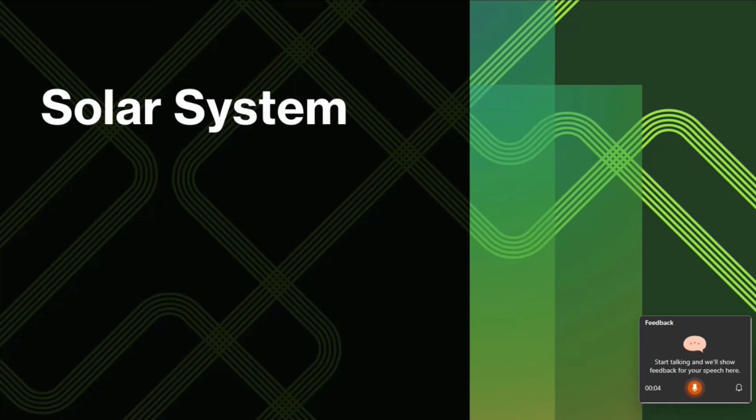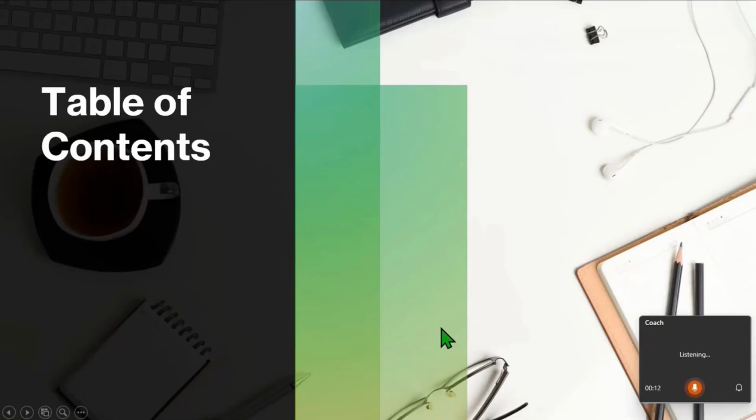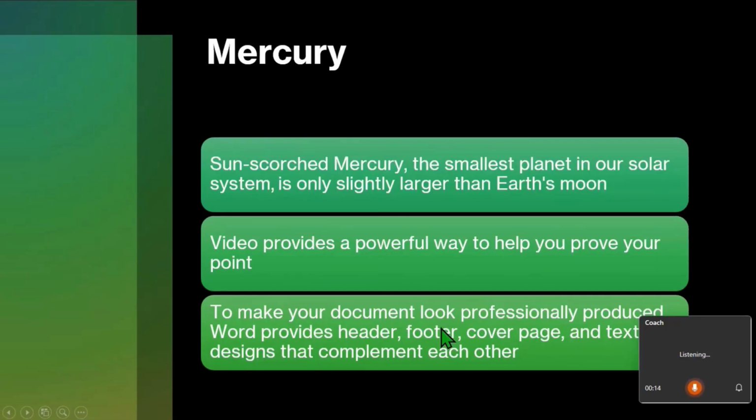Hi, good day. Today I'll be discussing about the solar system. This is the table of contents. And let me now discuss about Mercury. Mercury is a sun-scorched planet. It's the smallest planet in our solar system. Is only slightly larger than Earth's moon. Video provides a powerful way to help you prove your point.